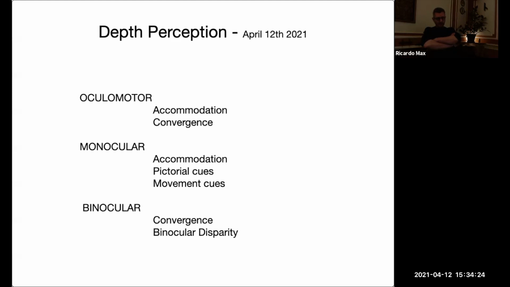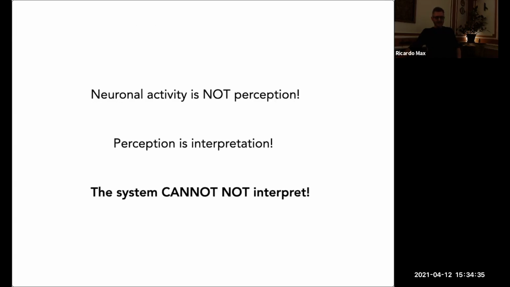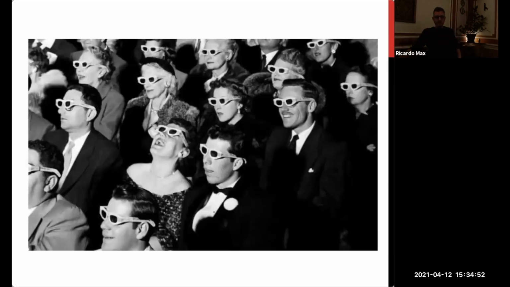So depth perception is interesting. There is a lot of stuff, and it's not complicated. The main idea is that the system cannot not interpret, and we've seen it all along the way, that our system cannot force a meaning upon the stimuli around us. The sensation of 3D, of a three-dimensional world, is something that is internal. It's a sensation. It's an internal interpretation of our system.